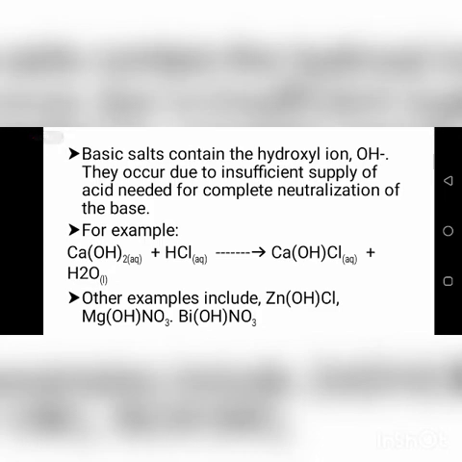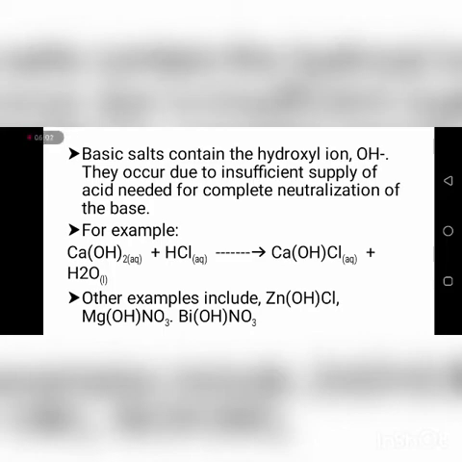So acid salts contain hydrogen ions in them. Basic salts, you recognize them when you see OH attached to the compound. You know that this is a basic salt. They occur due to insufficient supply of acid needed for complete neutralization of the base. So there is not enough acid to neutralize all the hydroxide ions in the base. An example: if calcium hydroxide reacts with HCl, you have calcium hydroxy chloride.